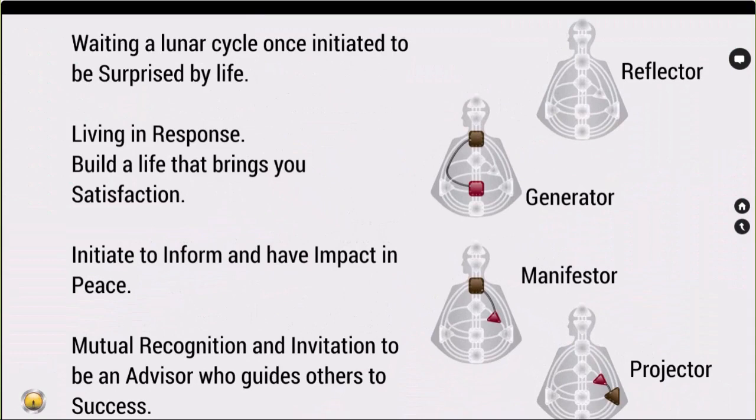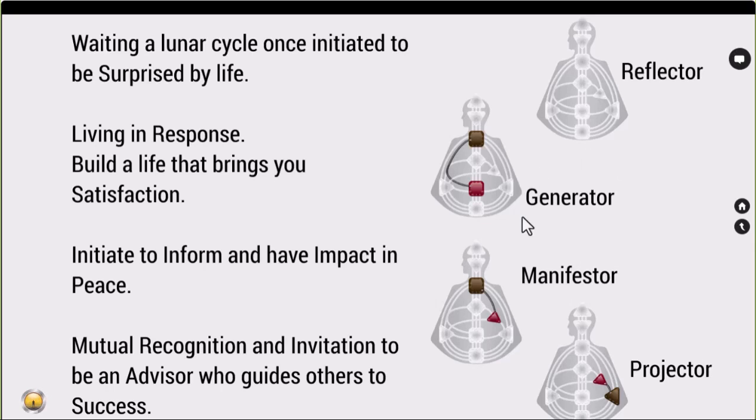So the most important thing I can tell you that is a problem relative to communication issues, the source of communication issues, are the four types not operating in alignment. Okay, there are only four, because generators and manifesting generators are one type of human being. The reflector needs to wait a lunar cycle once initiated to be surprised by life and operating from their lunar path, not from any outside forces, but from their own individual lunar pattern is what is correct for them.